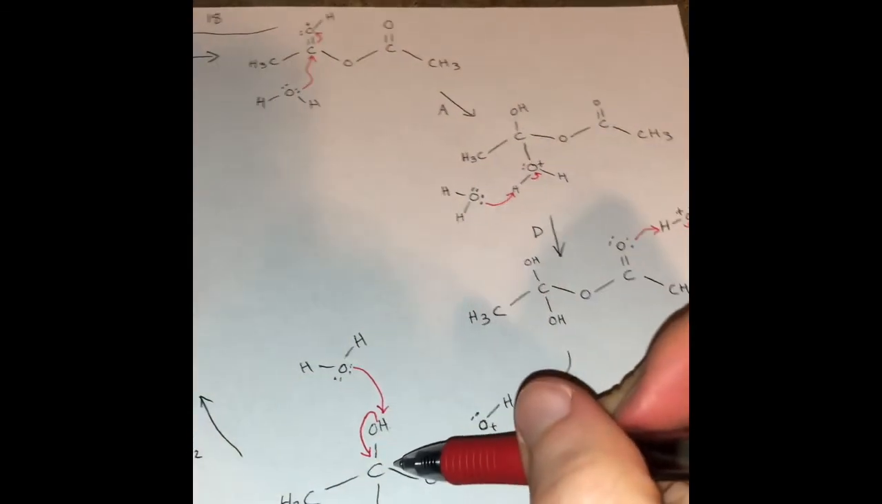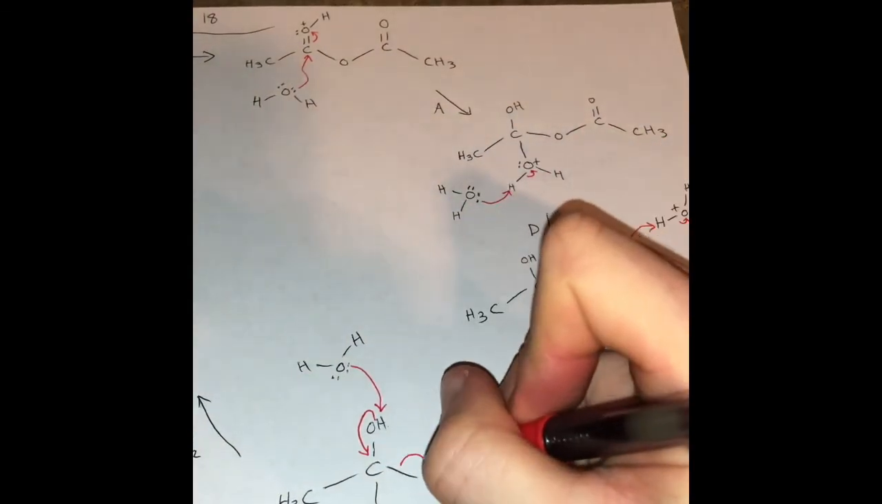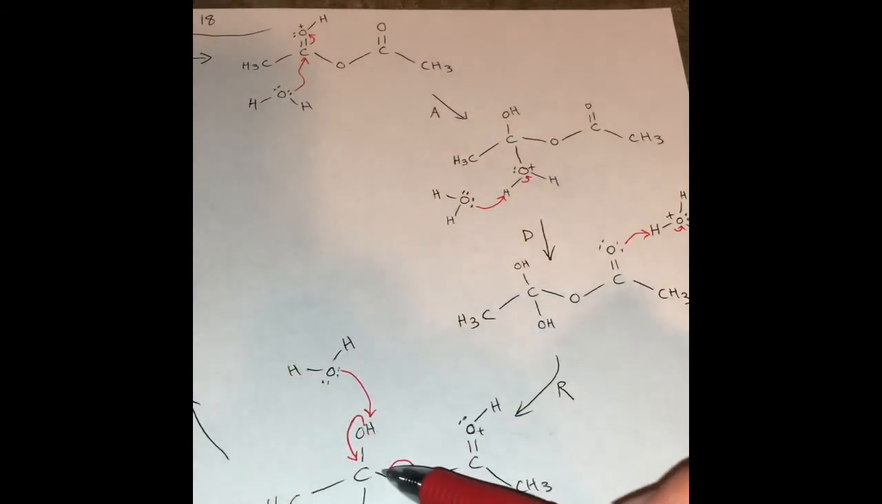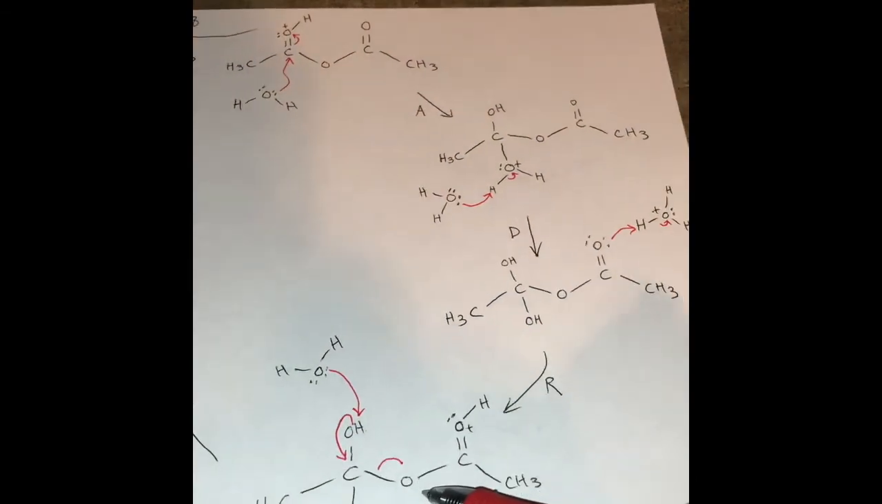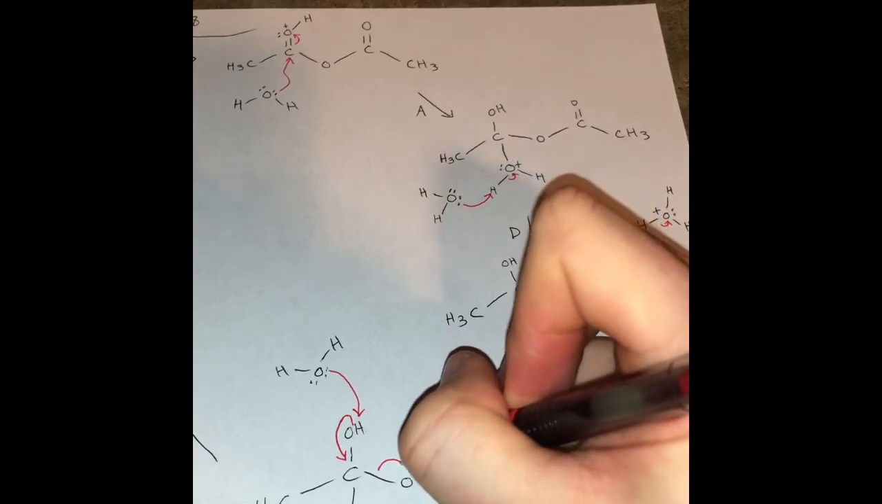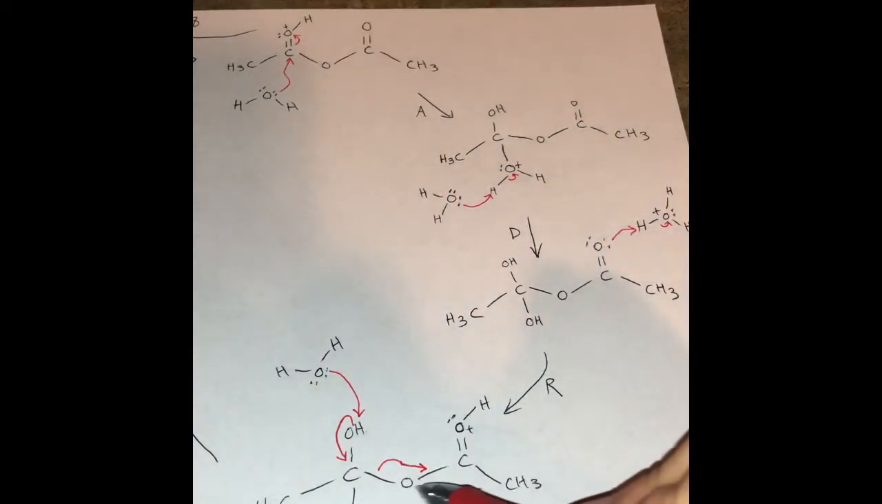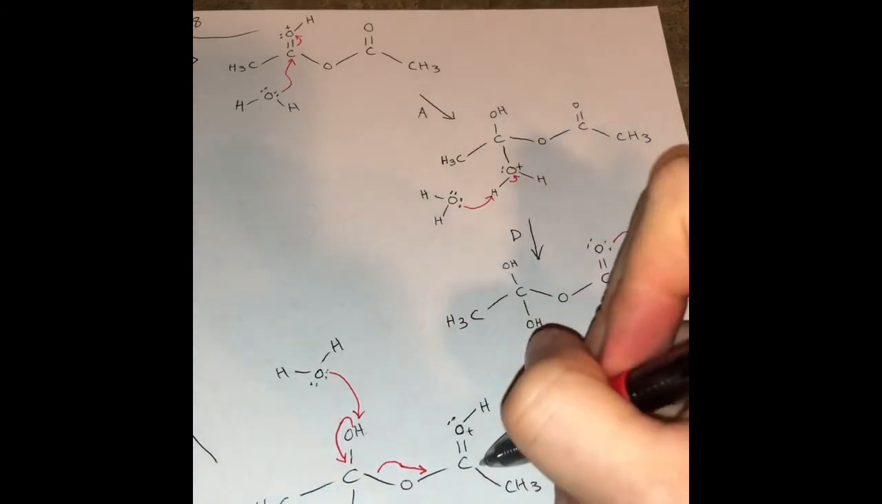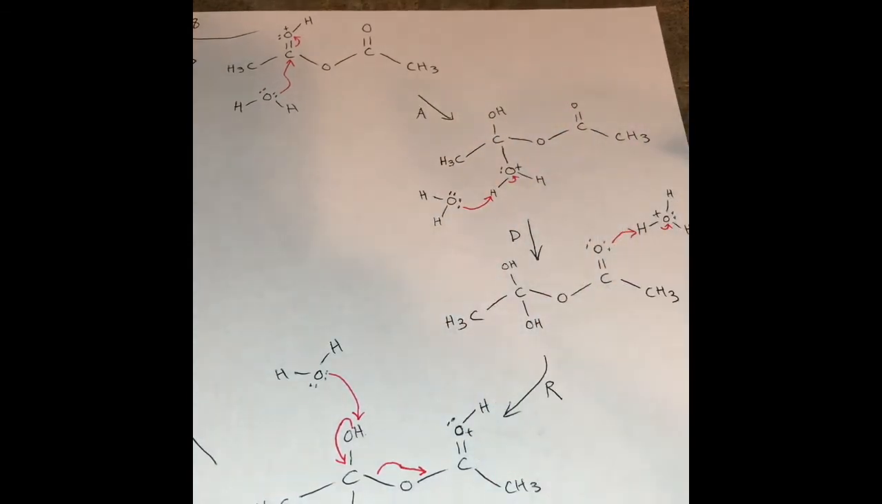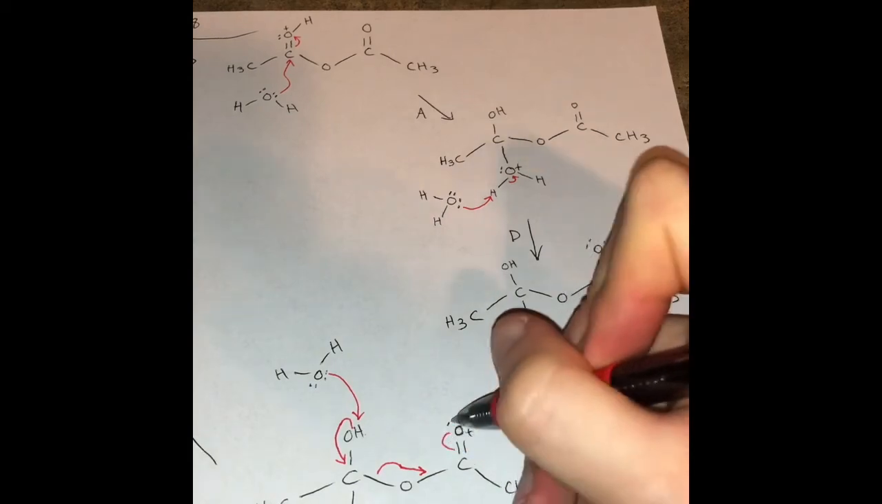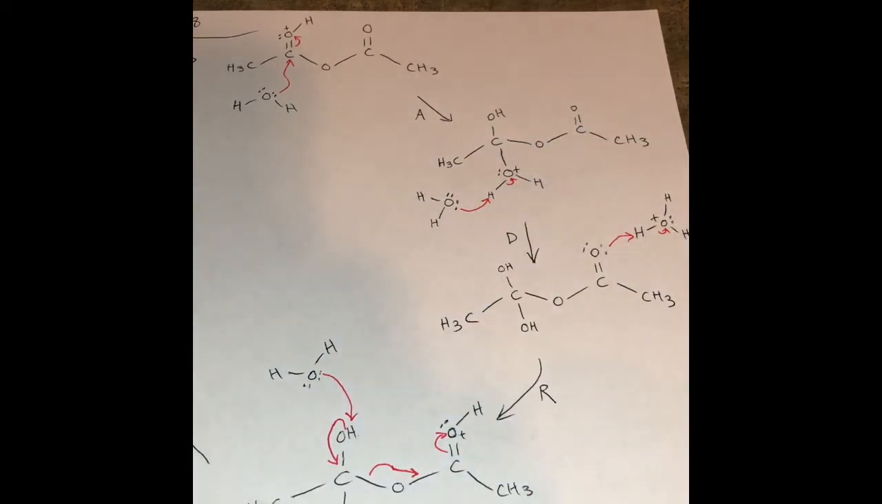Now the C has too many bonds, so it has to kick one off. So it's going to kick this bond off between the C and the O. But these electrons, instead of just going on the O, form a double bond between this O and this C. Now this C has too many bonds, so it's going to kick a pair of electrons up onto that O. And then our two pieces that we get look like this.